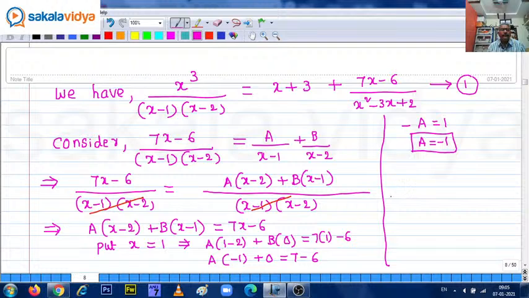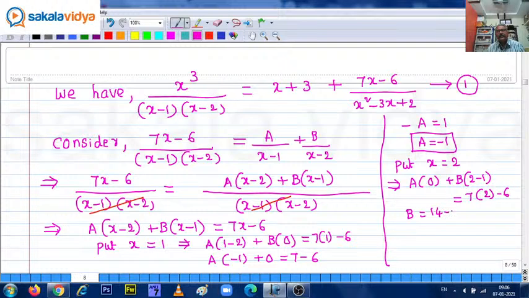Okay, next now suppress x minus 2. Here put x is equal to 2. So that implies A times 0 plus B times 2 minus 1 equal to 7 into 2 minus 6. This will be B into 1, B equals 14 minus 6. That will be 8. So B value is 8. So we know A value and B value. The partial fractions part of the problem has been completed now. Now minus 1 and 8.